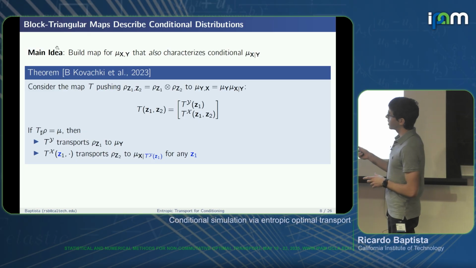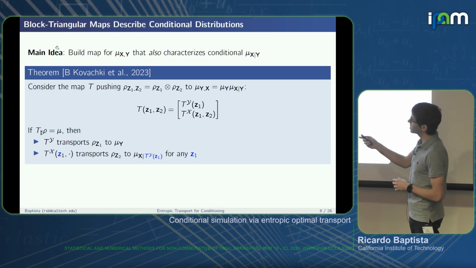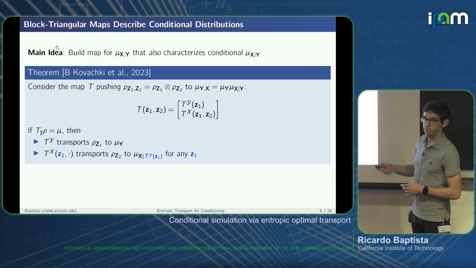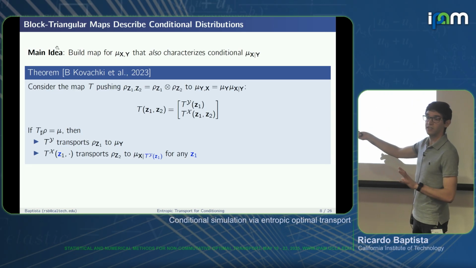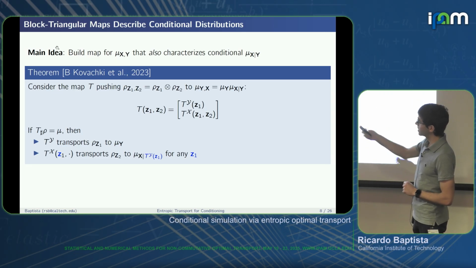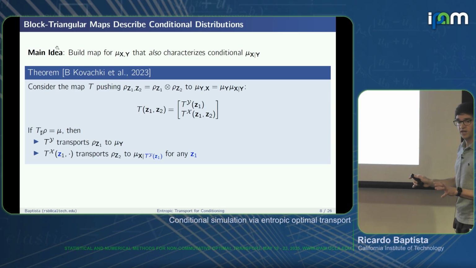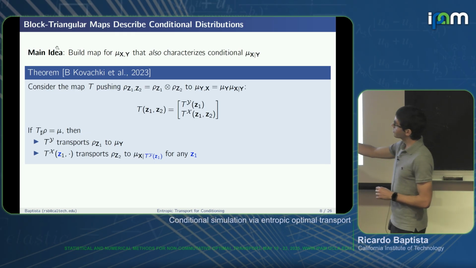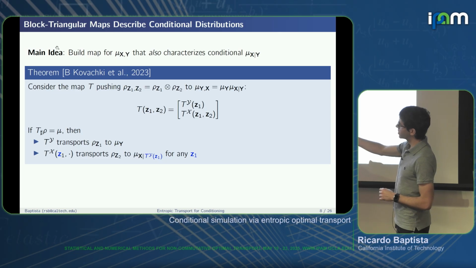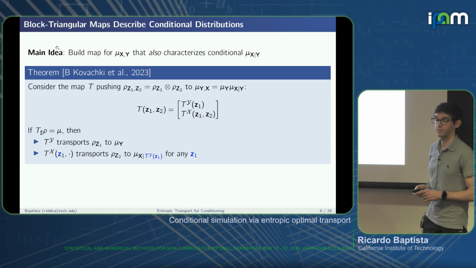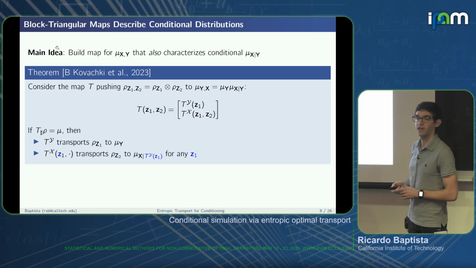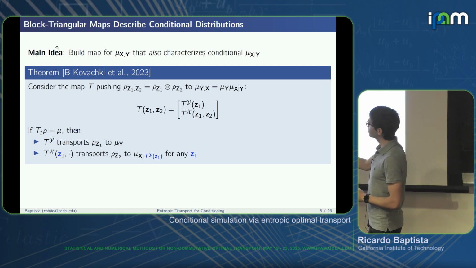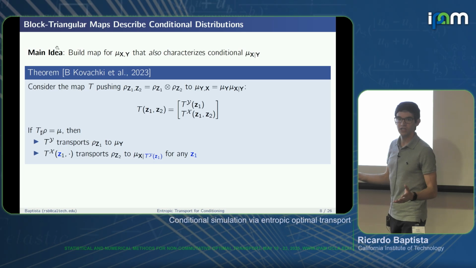So what we showed in some recent work is that if we consider a map T that pushes forward a tensor product reference measure, just think of it as a standard Gaussian rho, but any measure actually will do that factorizes into two marginals, rho of Z1 and rho of Z2, and we find a map T that pushes forward this joint distribution rho to mu, the joint distribution of x and y, but we don't look for an arbitrary transport. We look for a map that has a particular, what I call a block triangular structure.